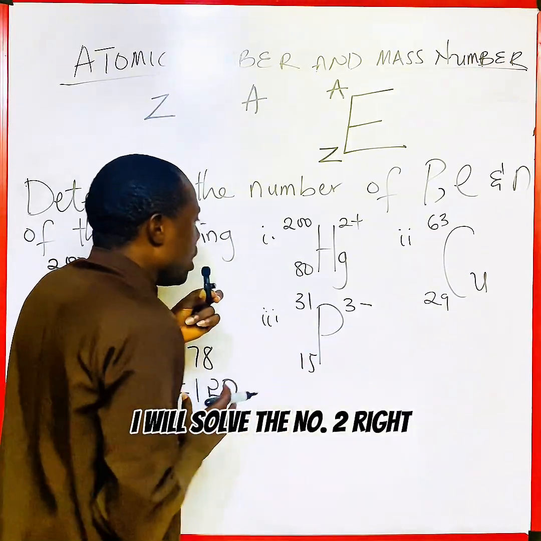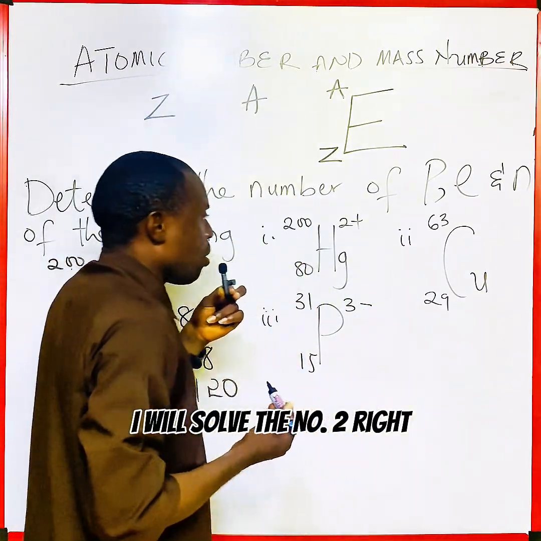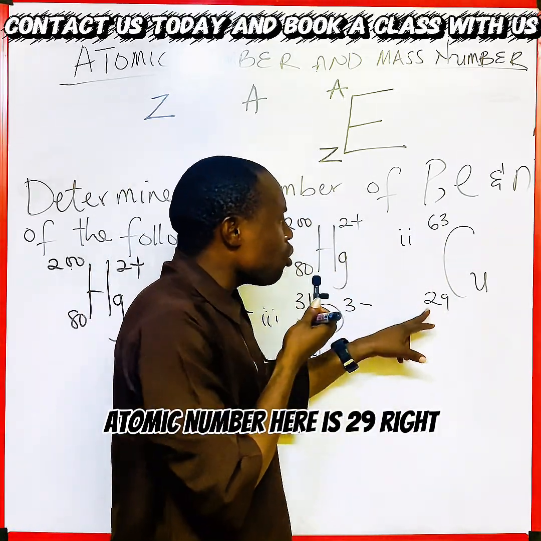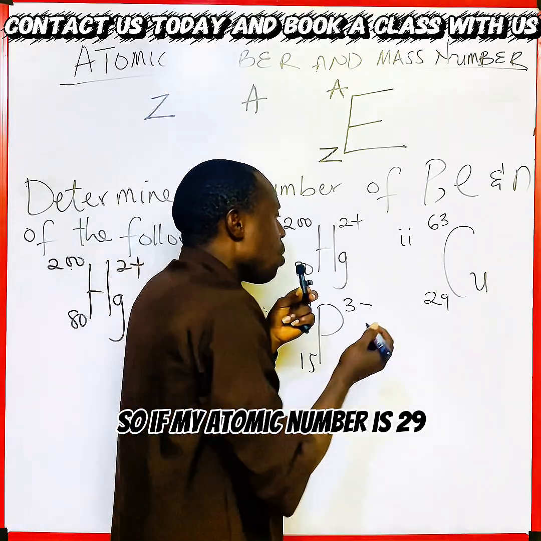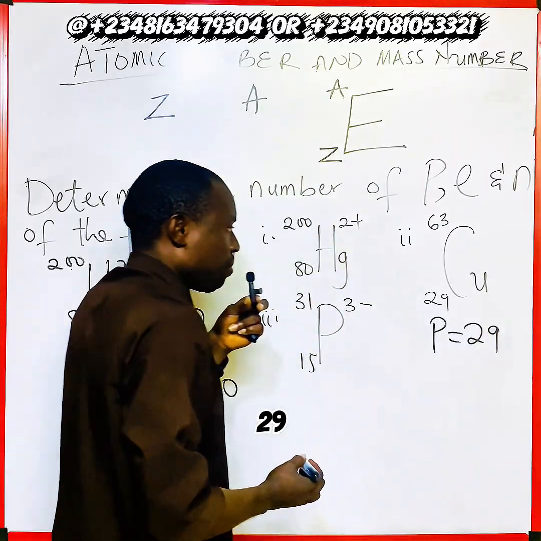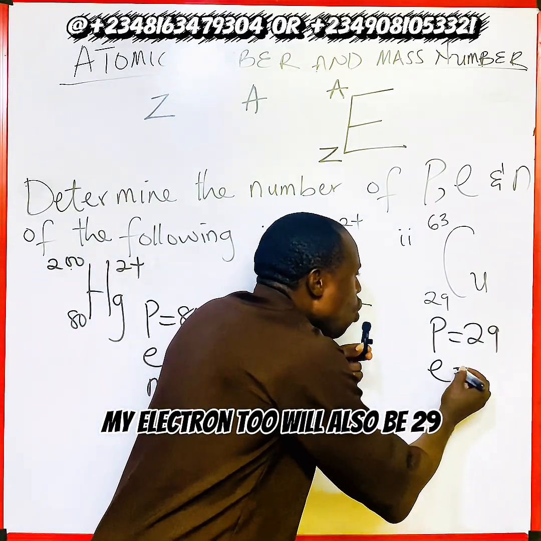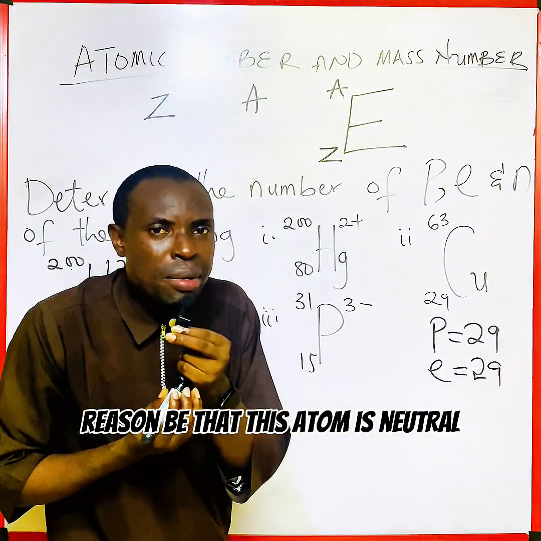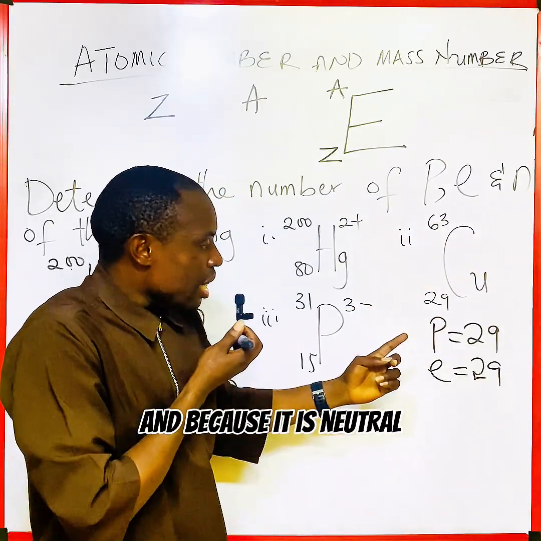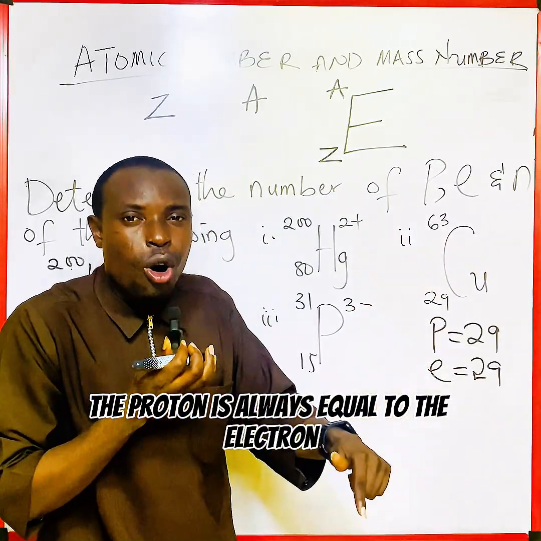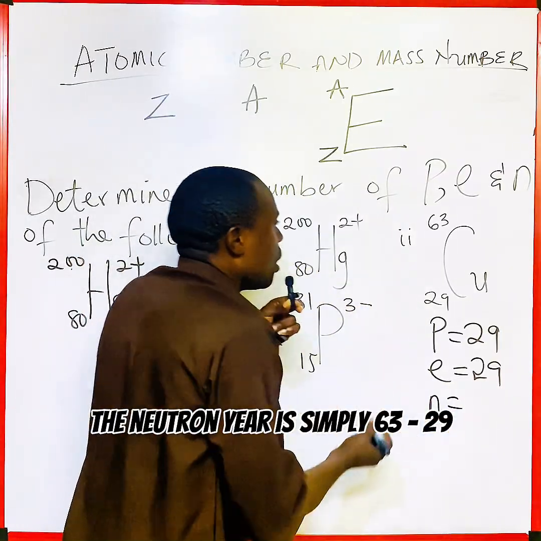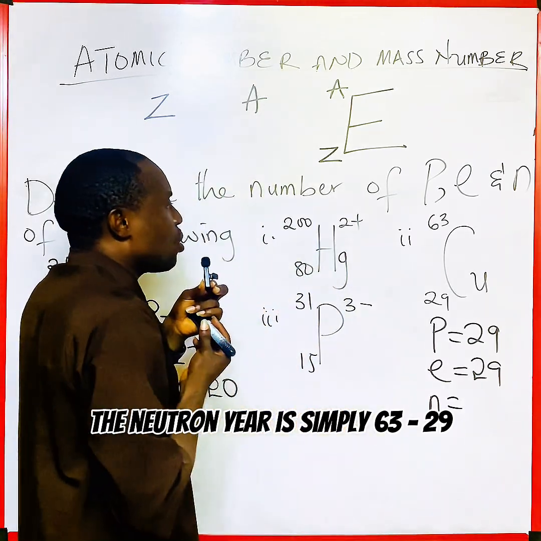I will solve the number 2 here. The mass number here is 63, atomic number here is 29. So if my atomic number is 29, my proton is also 29. My electron will also be 29, the reason being that this atom is neutral, and because it is neutral, the proton is always equal to the electron.